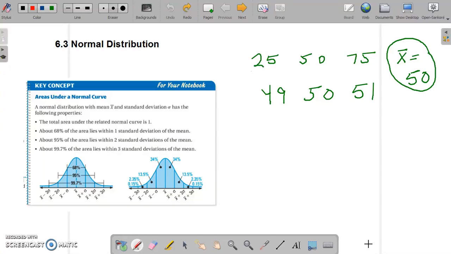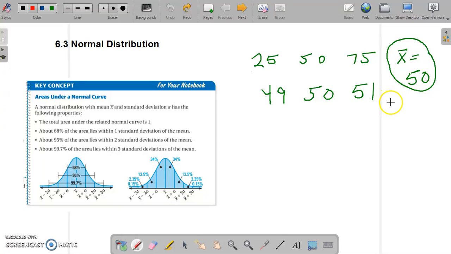You guys know what the mean is. It's the average. The standard deviation you may or may not be that familiar with. Really quickly, the standard deviation is how spread out your data is. So just knowing the mean isn't enough. For example, I've got these three pieces of data here. Let's say they're test scores: a 25, a 50, and a 75. The average is 50. 49, 50, 51 is another set of test scores. The average is also 50.